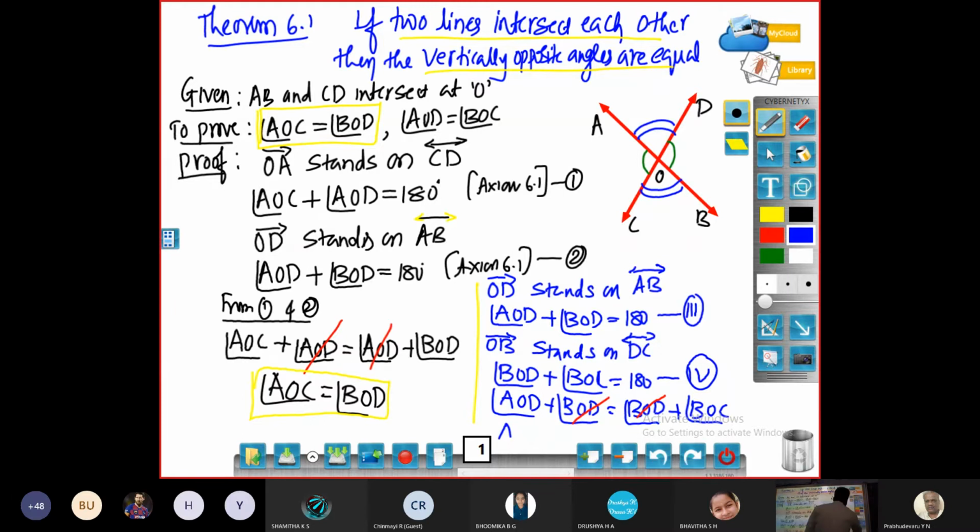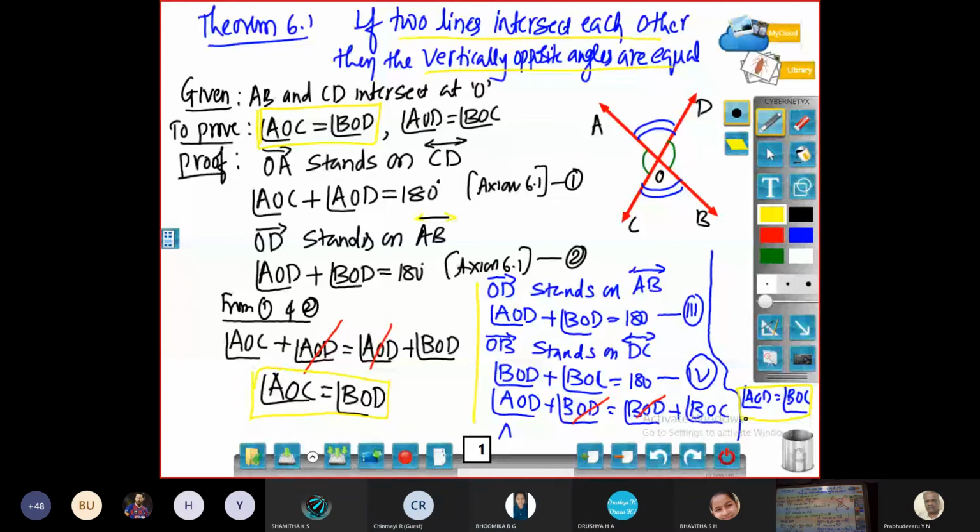We can conclude that angle AOD is equal to angle BOC. So that is the proof of the second one. Angle AOD is equal to angle BOC. Is that clear to all of you? Yes, sir.